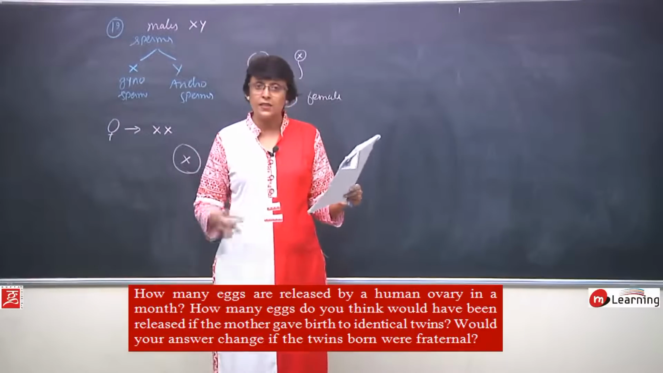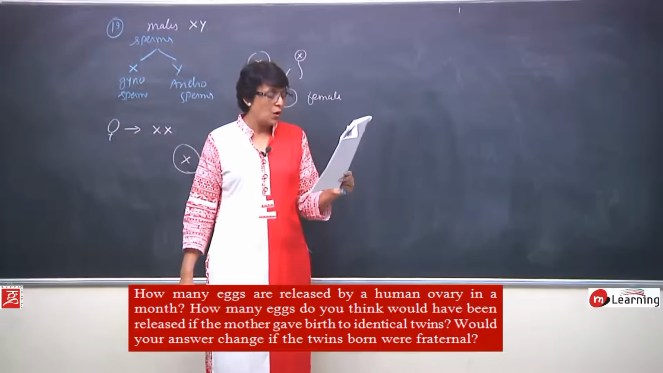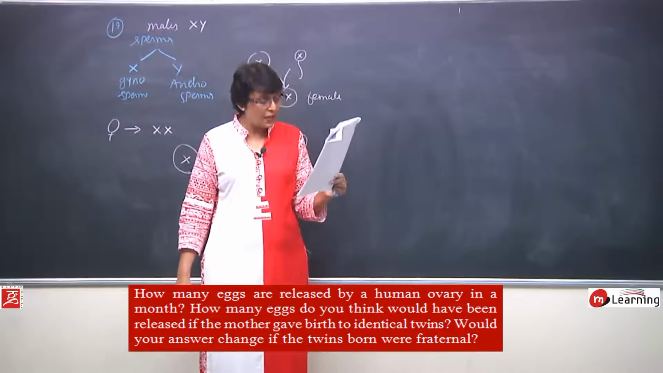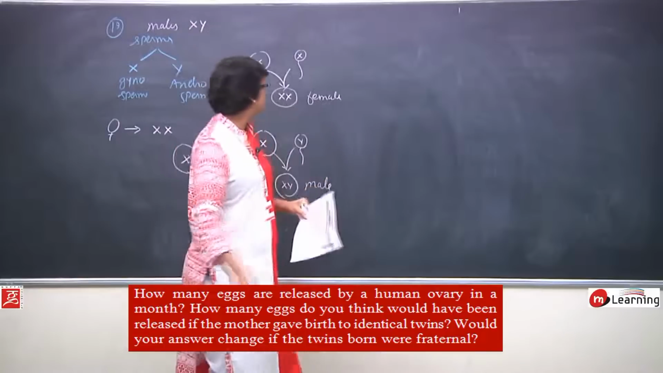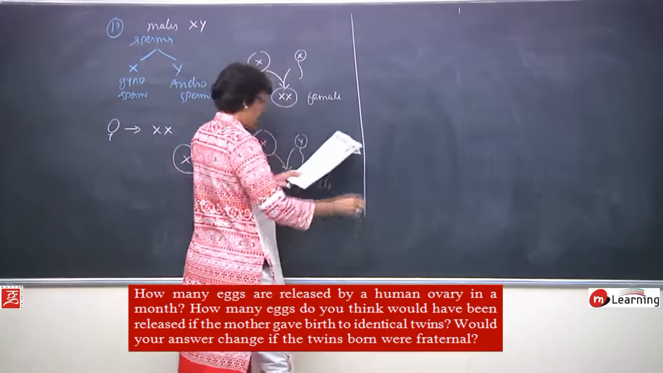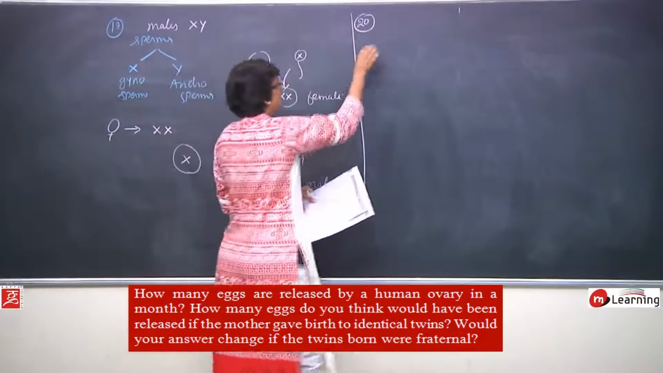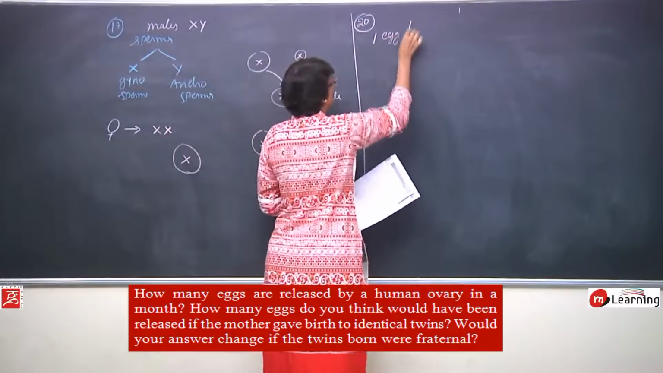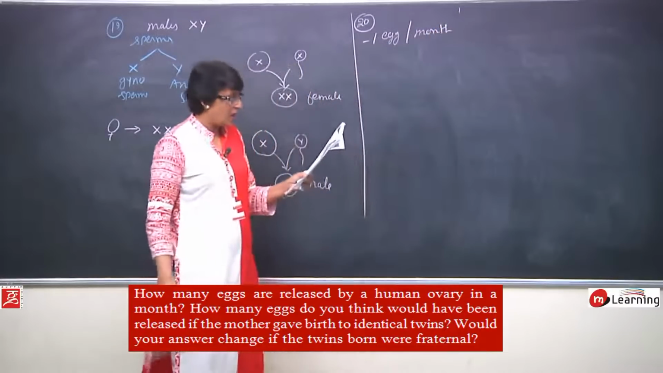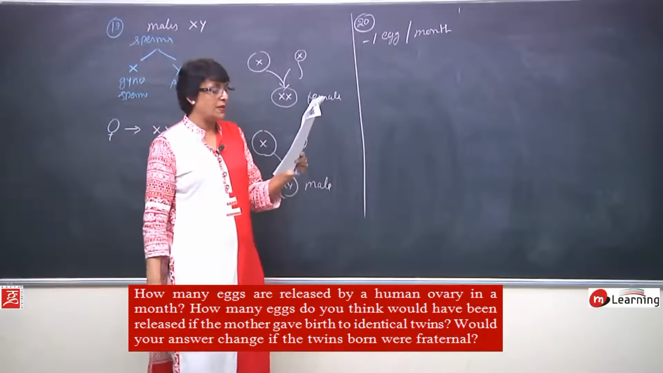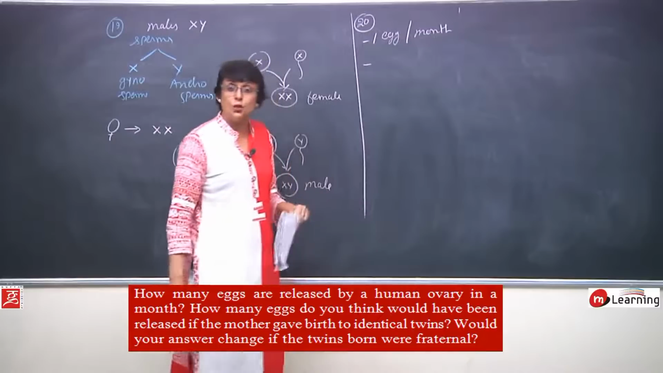It is the continuation of the same question: how many eggs do you think would have been released if the mother gives birth to identical twins? This is our question number 20. So, per month 1 egg. This is the answer to our first part of the question. How many eggs do you think would have been released if the mother gives birth to identical twins? This is the answer to part 2.